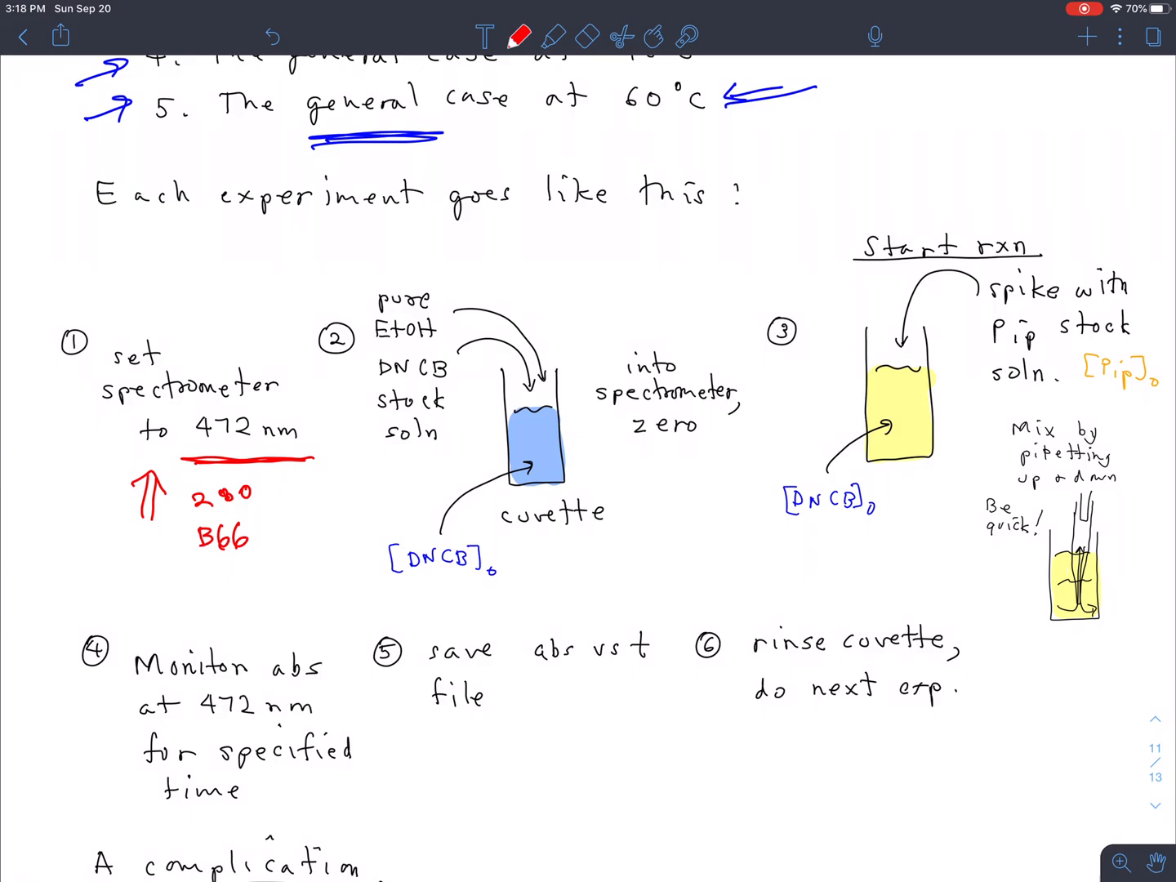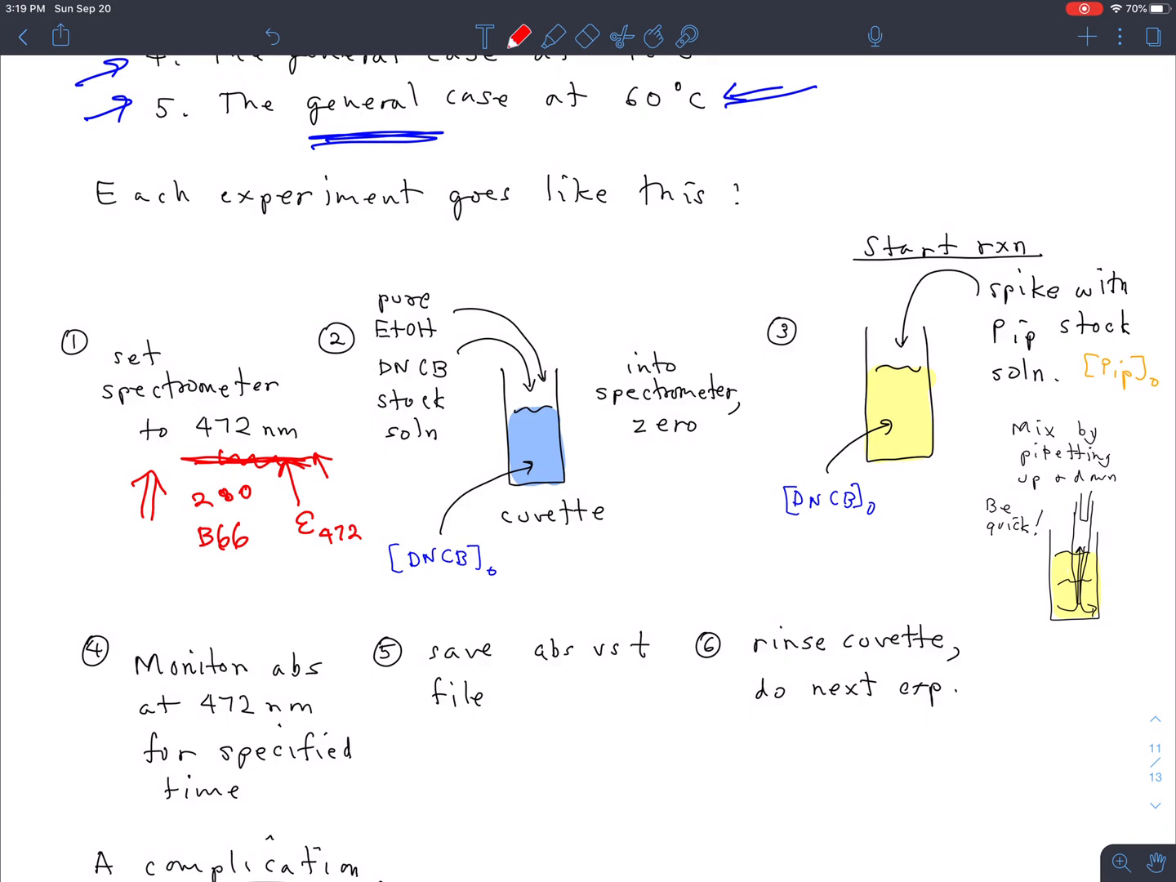We're not actually taking a spectrum in this case. We're monitoring at one wavelength as a function of time. So we set the spectrometer to 472 nanometers. We could set it to some other value, but we know the epsilon, the extinction coefficient, at that value. That's a known value, and that simplifies things for us quite a bit. So we use 472 because we know the extinction coefficient at that value. We could probably find it on the internet for other wavelengths, but it's in the write-up for 472, so why not use it?